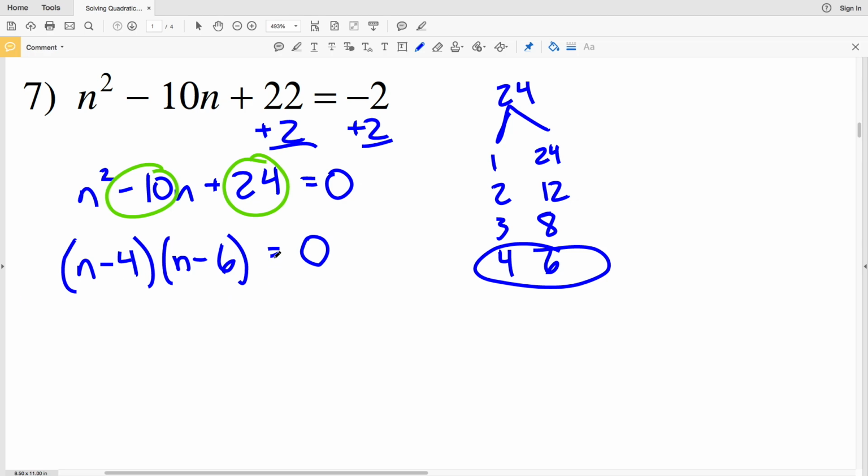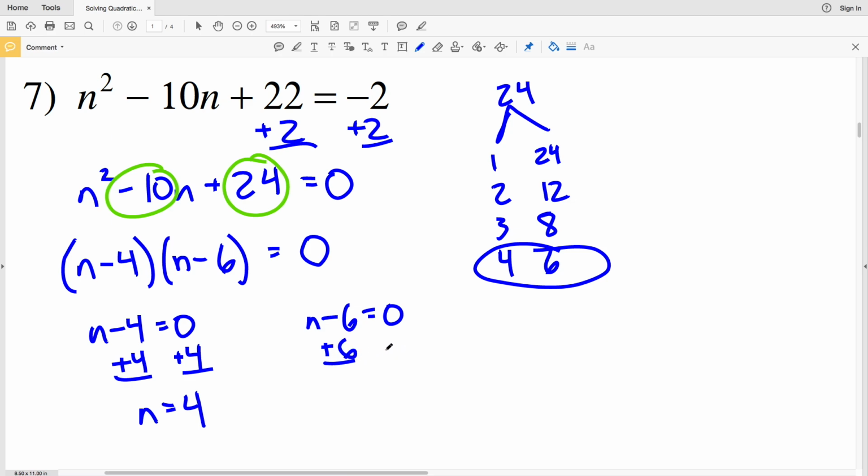So those factors are equal to 0. So that means that the quantity n minus 4 equals 0, or the quantity n minus 6 equals 0. So when n minus 4 equals 0, we'll add 4 to both sides to get that n is equal to a positive 4. When n minus 6 equals 0, we'll add 6 to both sides to get that n is equal to a positive 6. So my solution in number 7, solving this quadratic, n is equal to 4 and n is equal to 6.